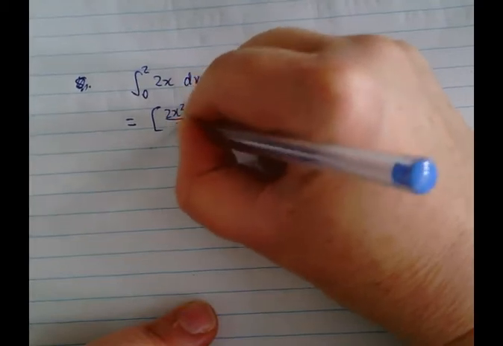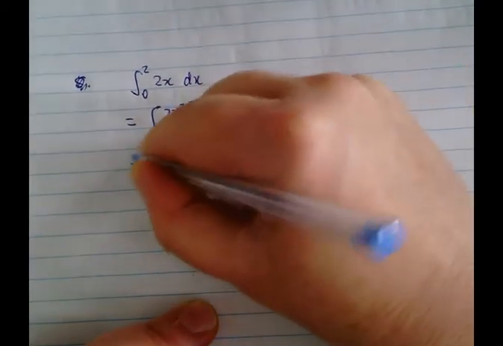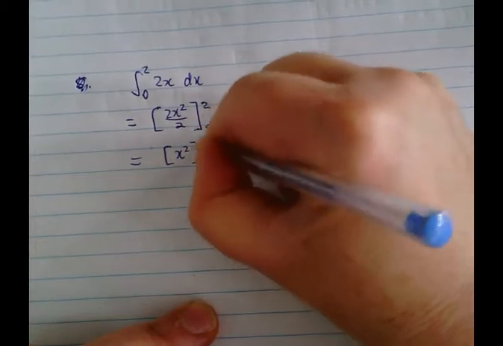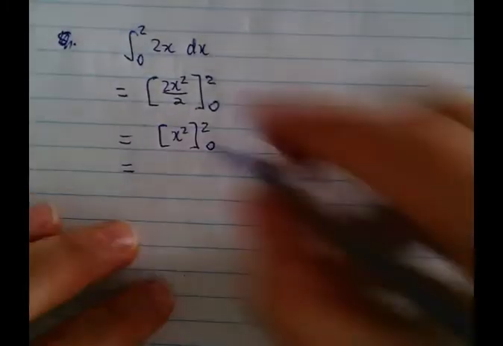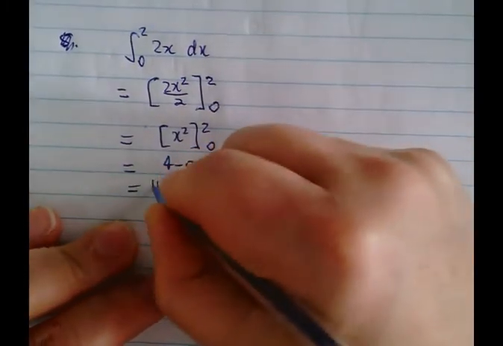2x squared on 2, and we substitute 2 and 0. So we're doing x squared, substituting 2 and 0. And what do we get? 4 minus 0, which is 4.